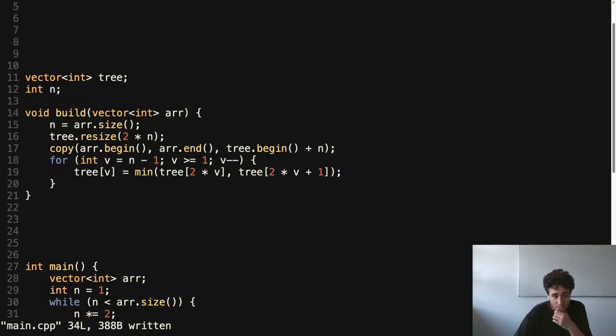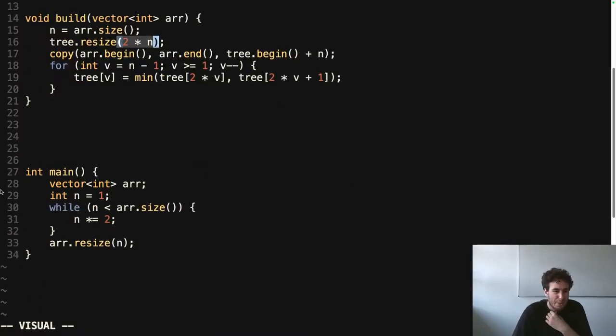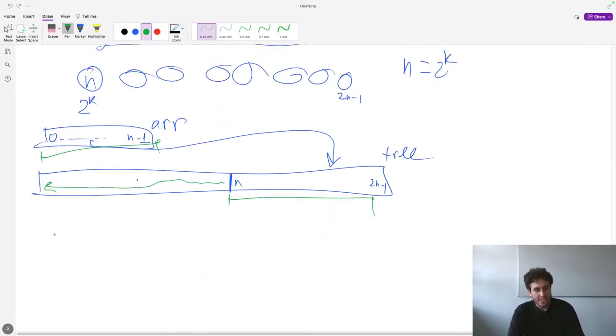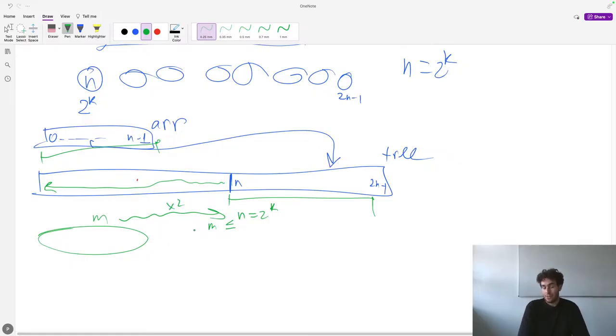Now, what do we need to do? Okay, let me first tell you how much memory we use. Here it could look like we're using 2n memory, but you should notice that we also first increase the size of my array. I first had an array of length, say, m, then I find a power of 2 that is at least m. This could increase the size of my array by a factor of 2. For example, if m is 2 to the k minus 1 plus 1, just 1 larger than a power of 2, I need to almost double the size of my array.